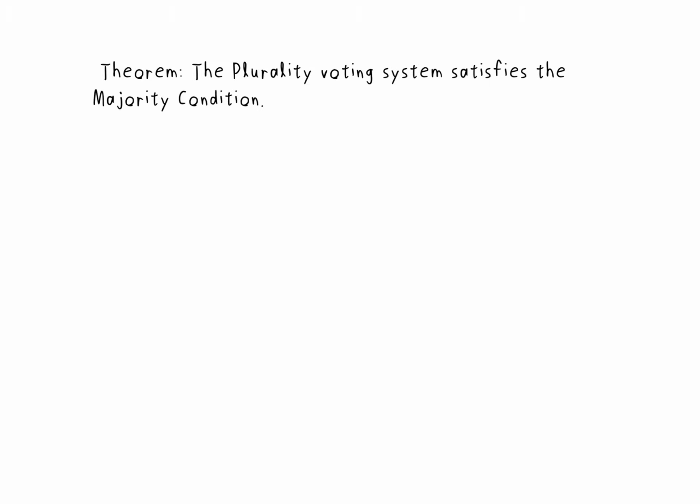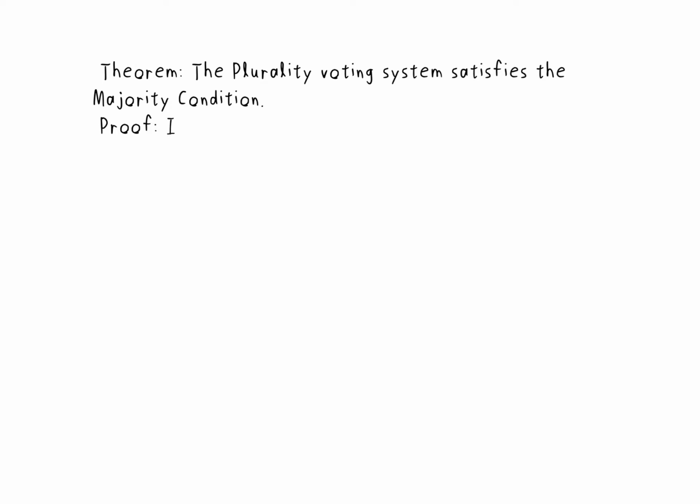So first I'll think about the plurality voting system, and it's a theorem that the plurality voting system does satisfy the majority condition. So why is this true? I should show you a proof. What I'm trying to justify here is that in any election, if a candidate gets the majority of first place preference votes, then the plurality voting system will select that candidate as the winner.